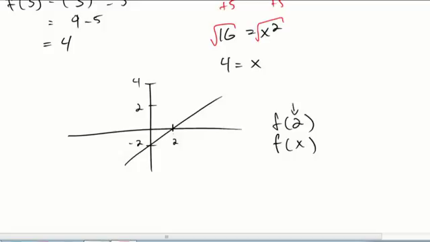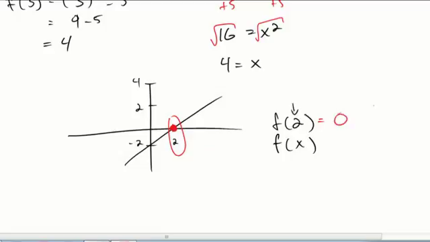So x is 2. Okay, where's x equals 2? You look at the graph, the line, and you say, okay, x is 2 right here. What's the value of y right there? Well, y equals 0. So f of 2 is equal to 0.